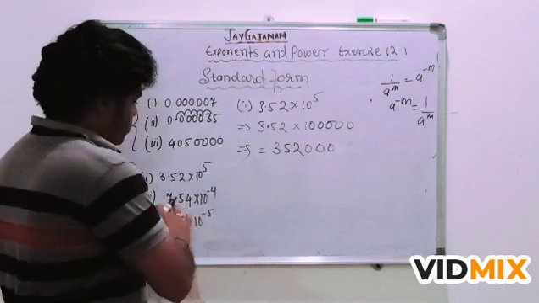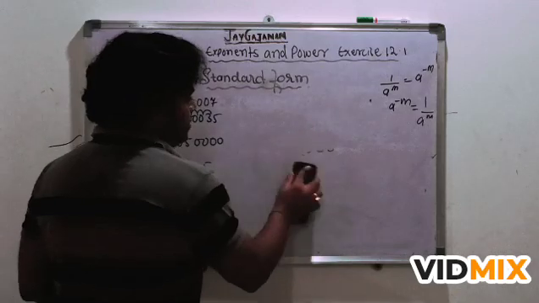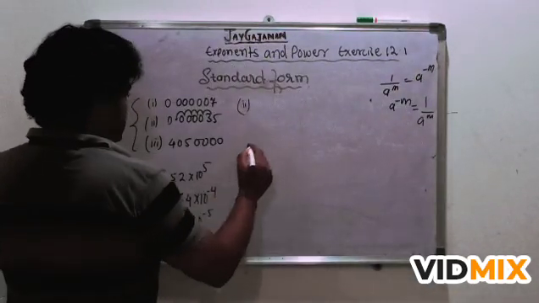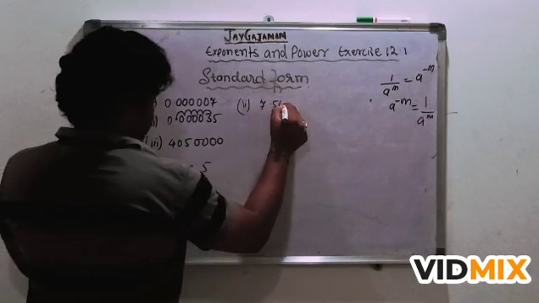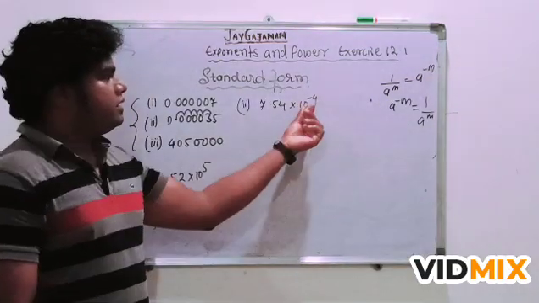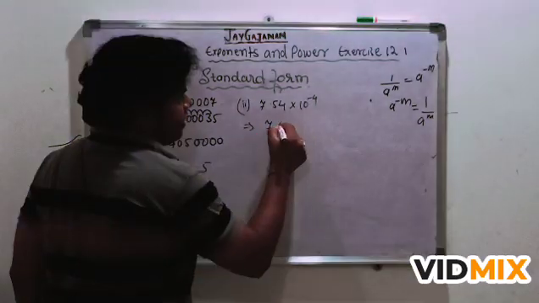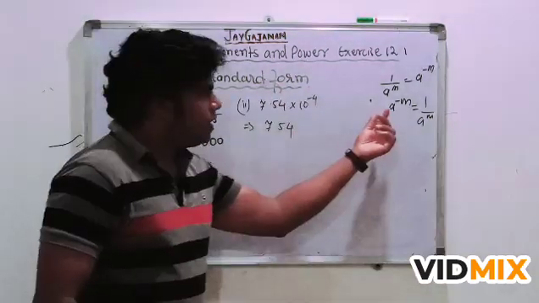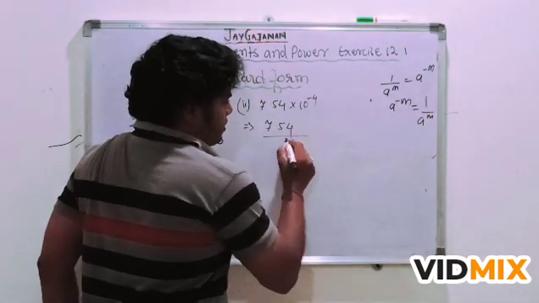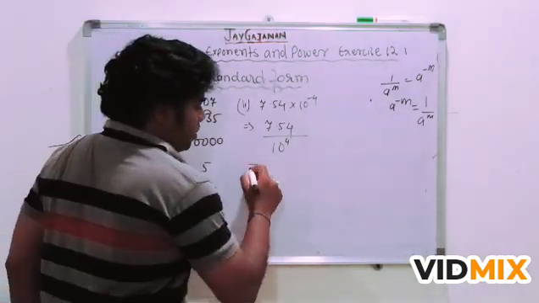Alright, so now let us go to the next question. Second one. In the second question, 7.54 into 10 to the power minus 4. Correct? So it is a negative term, inverse. So this can be written as 7.54. Now, in which form is this? The power is minus, so it becomes 1 upon 10 to the power 4. Understood?